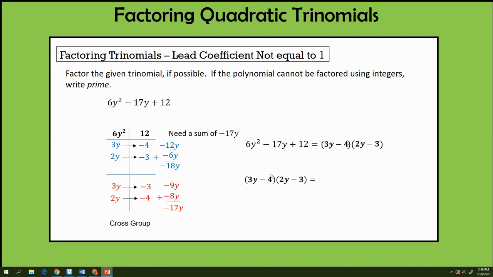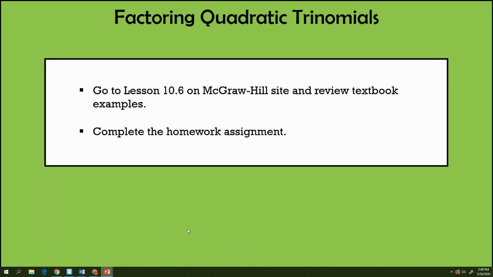Just to test it, just to show you that we got it right, I know this binomial times this binomial equals this trinomial. I'm going to FOIL it to prove it, right? 3y times 2y, 6y squared. 3y times negative 3, negative 9y. Negative 4 times 2y, negative 8y. Negative 4 times negative 3, positive 12. Combine like terms, we got her, right? This product of these binomials, which is now factored because it's a binomial times a binomial, equals that trinomial.